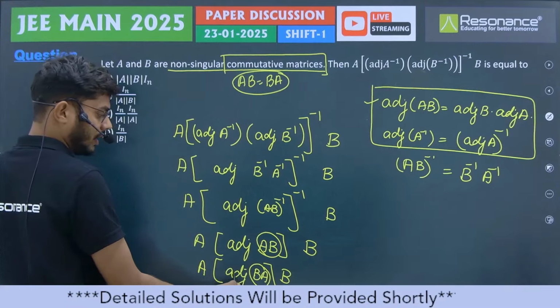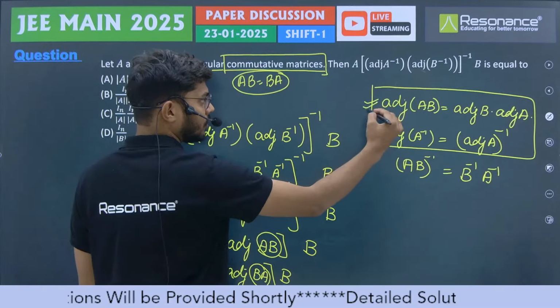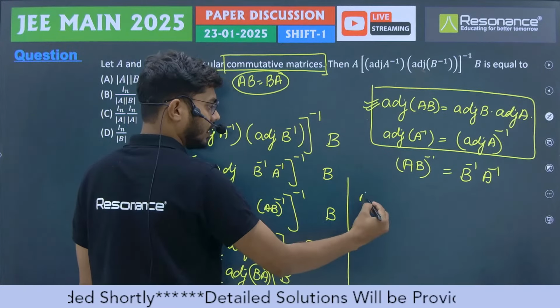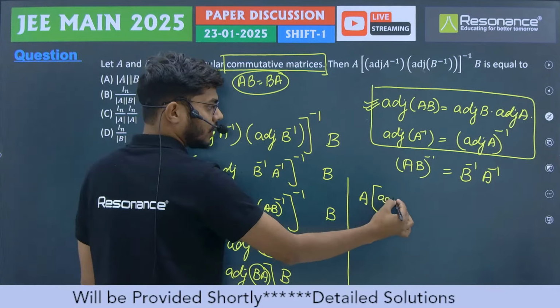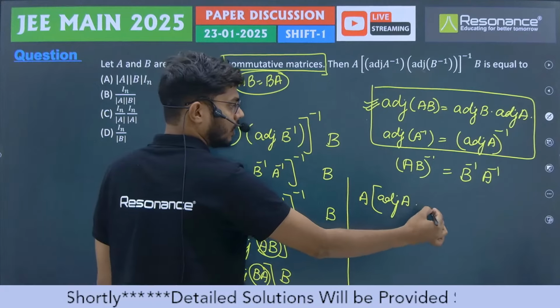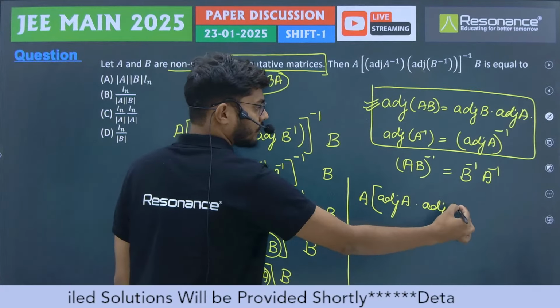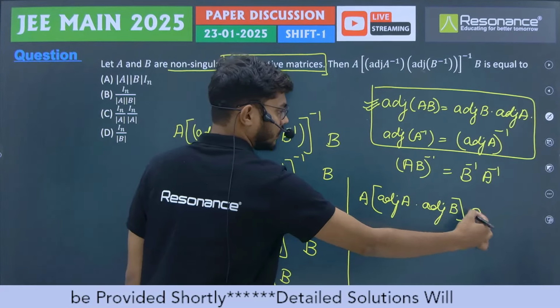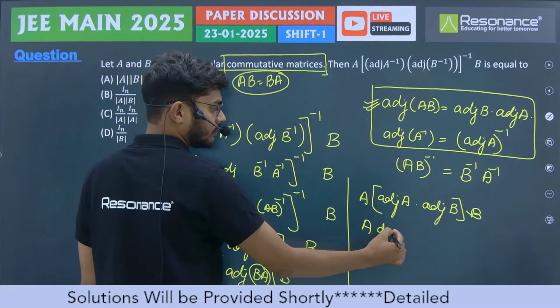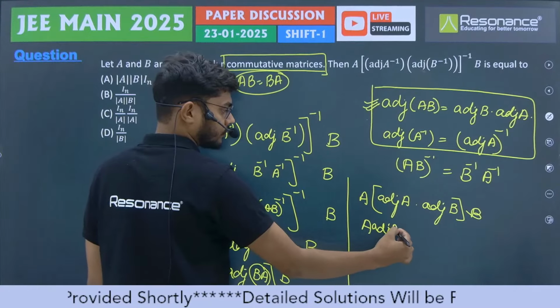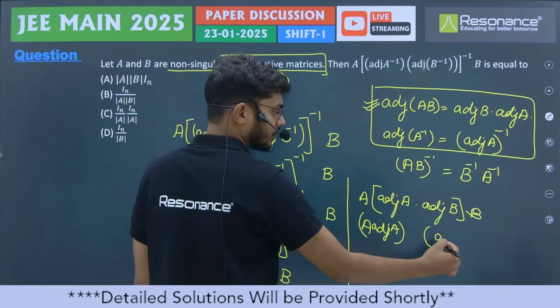What is A adjoint BA formula by using this property? I can easily say A, what is this adjoint BA? Adjoint of A into adjoint of B and matrix B. Now we can club the first two terms as well as the last two terms.